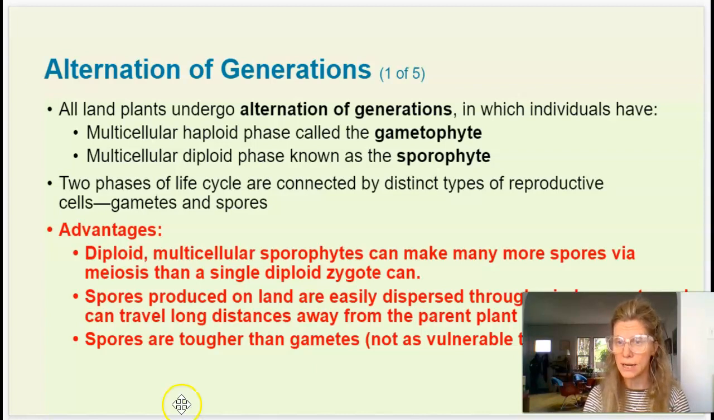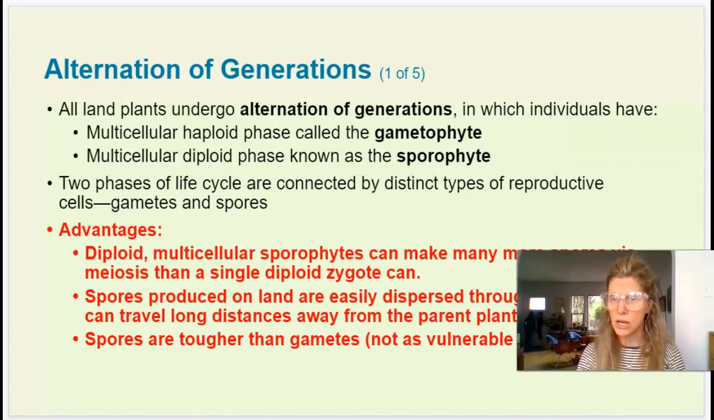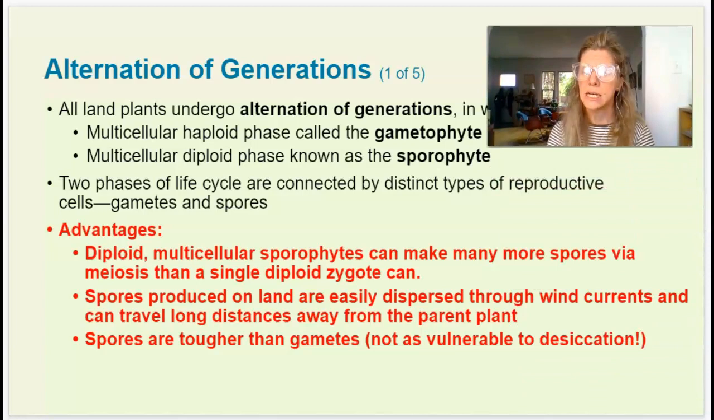That's important, right? Especially when we're talking about some of the early plants. Spores produced on land are easily dispersed through wind currents and can travel long distances from the parent plant. In order to survive, you might need to get really far away from your parent so you're not competing with them, as well as the fact that there's a bit of bet hedging potentially in there.